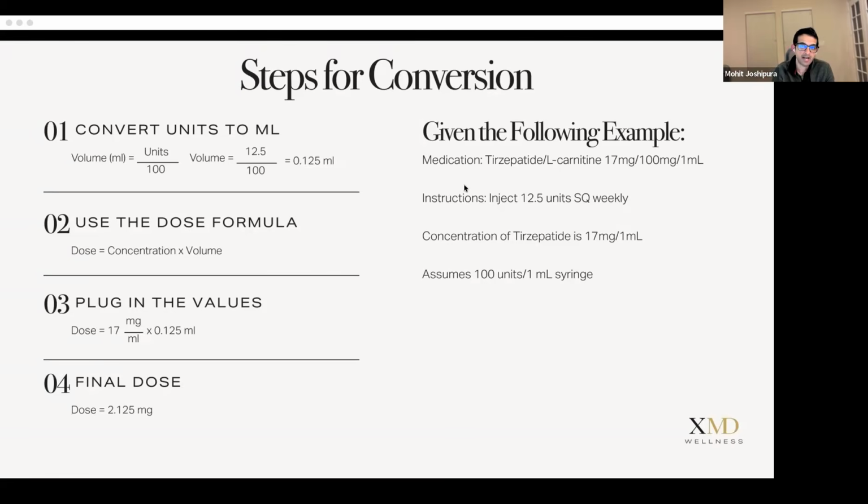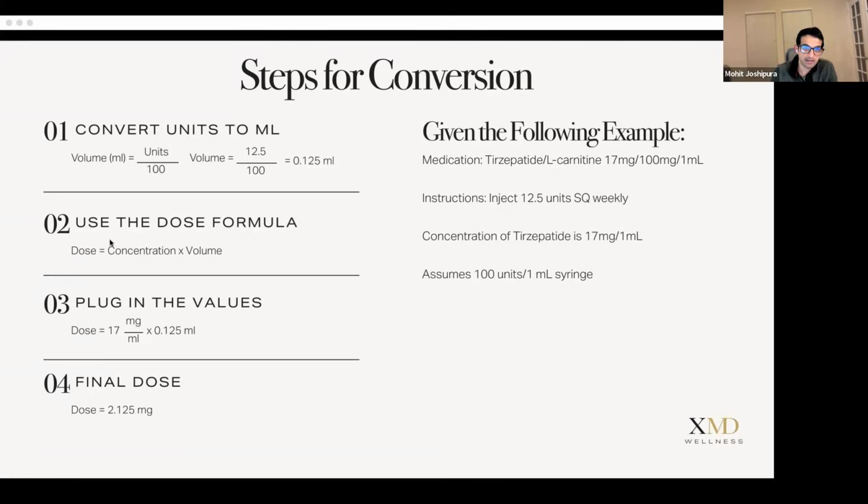Then you need to figure out the actual dose. That's the end goal here. And dose basically equals concentration times volume. What you know here so far is the volume. We just calculated that the volume that 12 and a half units equates to is 0.125 milliliters. So what you need now is the concentration, which we know, as I said here on the right-hand side of the screen, is 17 milligrams per milliliter for tirzepatide.